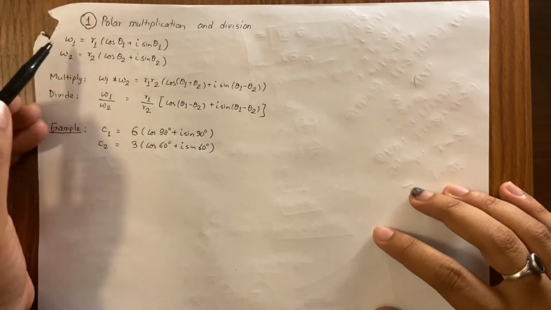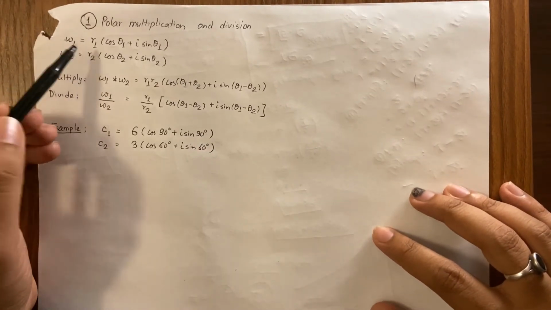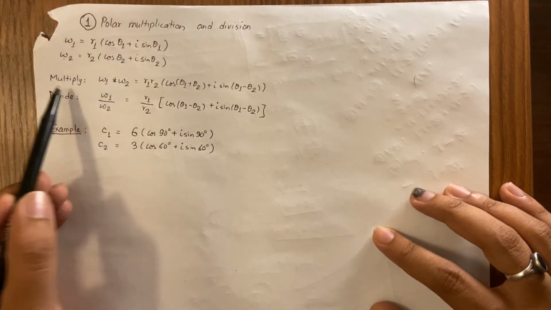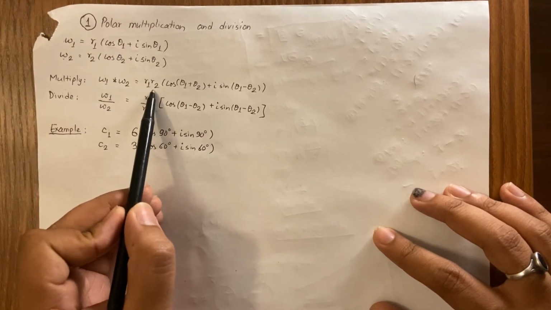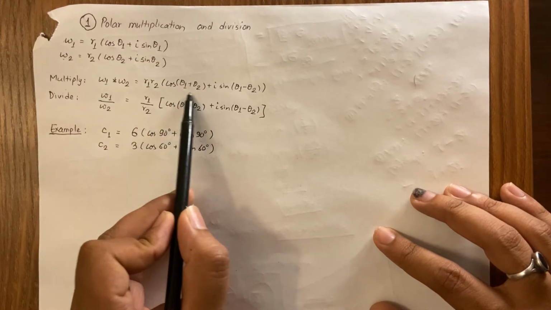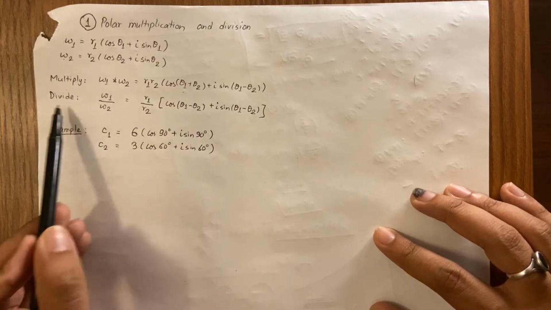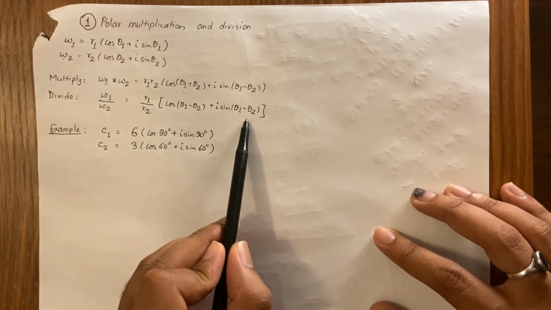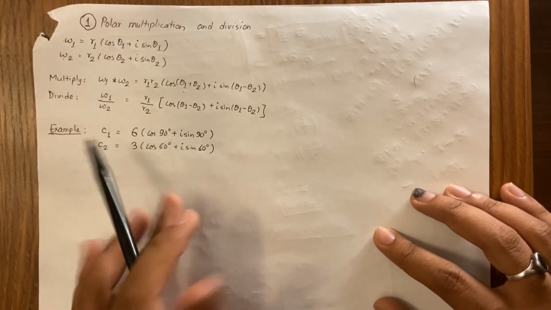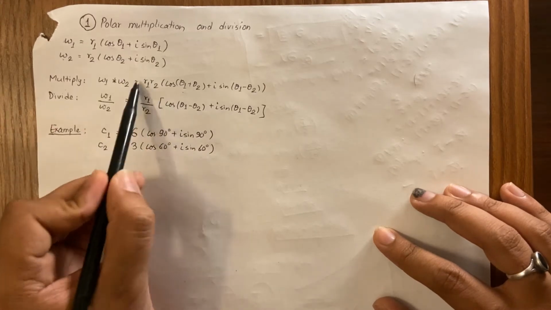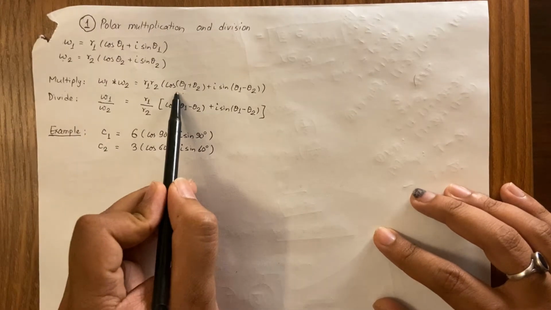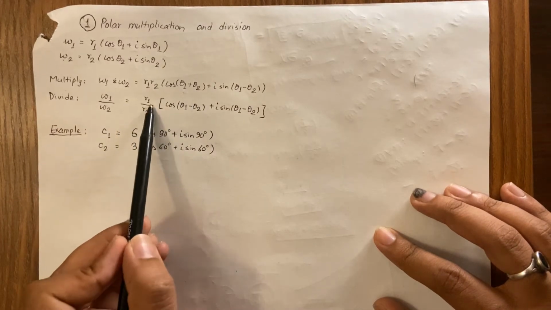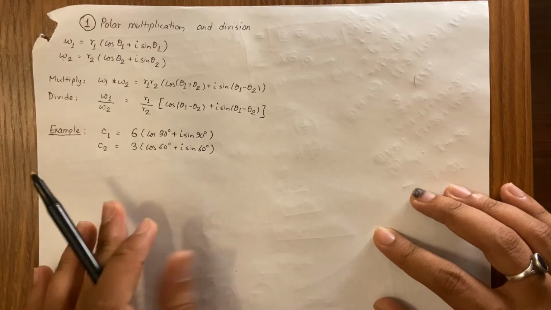So this time we are going to take a look at polar multiplication and division. Remember, if you have two complex numbers in polar form with your magnitude and direction angles, when you multiply the radii you add the angles. When you divide your R1 by the R2, you subtract the angles. Again, when you multiply the radii, you add the angles. When you divide your radii, you subtract the angles from one another.